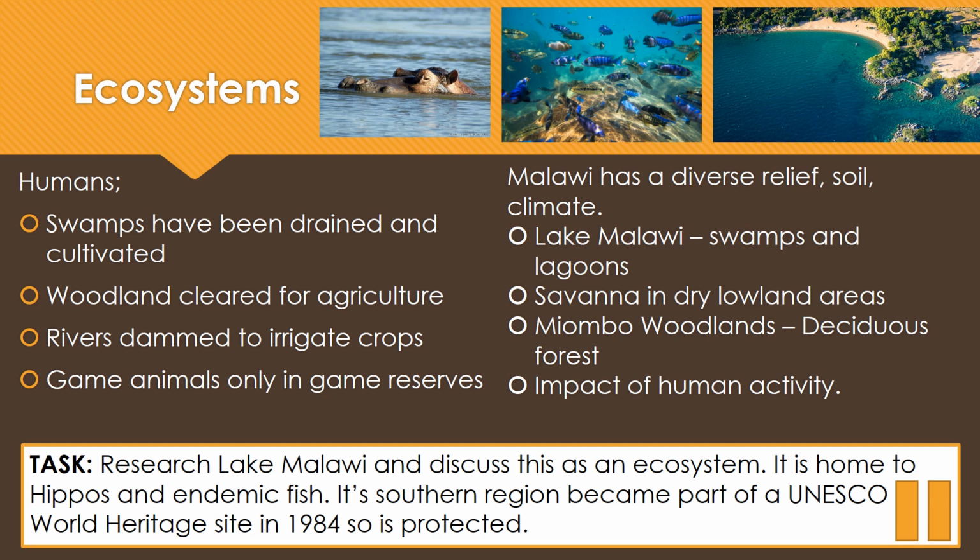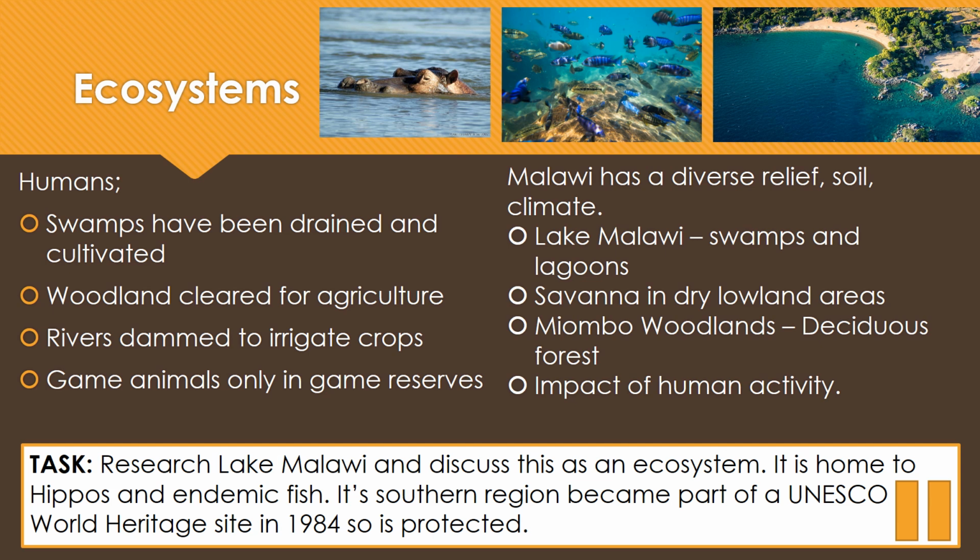because it's really, really interesting, really, really diverse, and you can find lots of interesting facts out about it, I think. So it's home to things like hippos, crocodiles, and endemic fish. And what that means is fish that can only be found in Lake Malawi in the whole world. So you wouldn't be able to find those types of fish sort of naturally anywhere else.